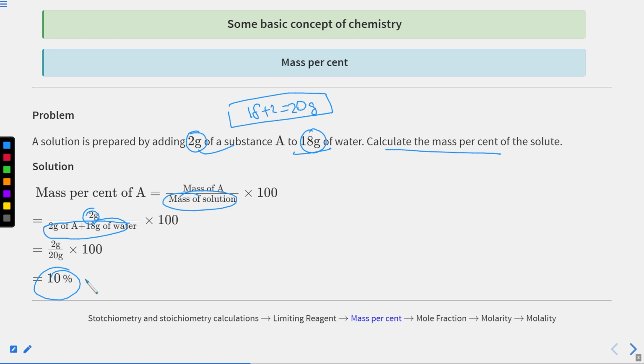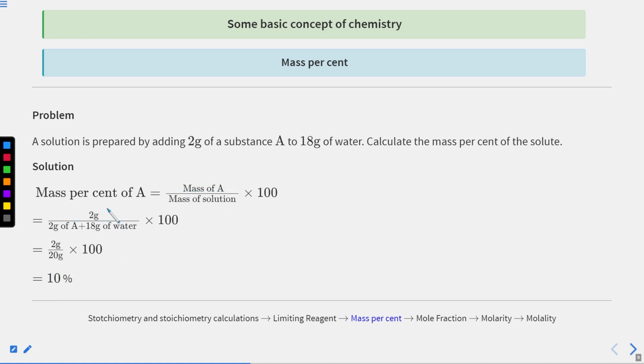So here also we have to calculate the mass percent of this A. The mass of A divided by the total mass of solution. Total mass of solution is mass of solute plus mass of solvent. So solute is 2 gram and solvent is 18 gram. So 2 by 2 plus 18 into 100. That would bring us to 10% as the answer.